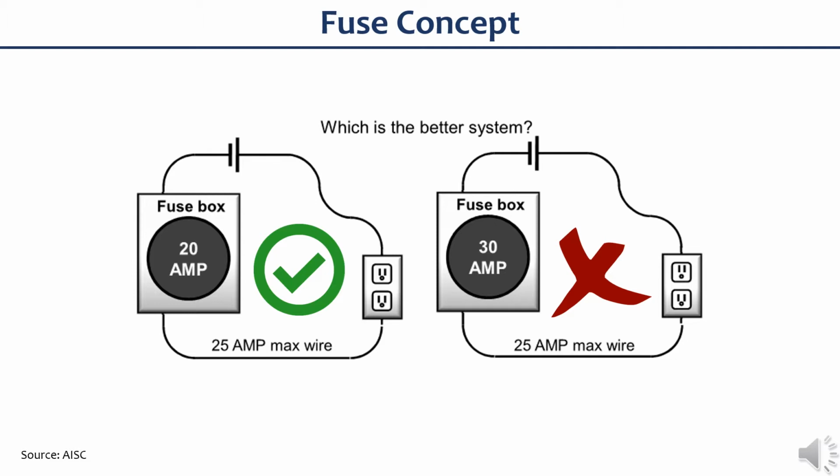Fuses are all about proportioning to protect the elements. For a system with 20 amp wire, the 20 amp fuse is well proportioned to protect the system, whereas the 30 amp fuse is basically useless. As an analogy, seismic design is similar to a fuse concept. We proportion the moment frame structure to protect the columns from buckling.